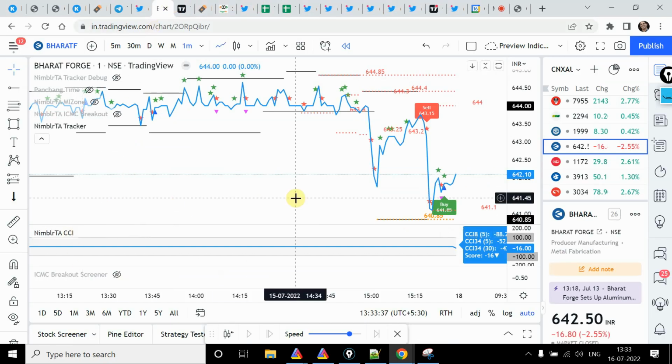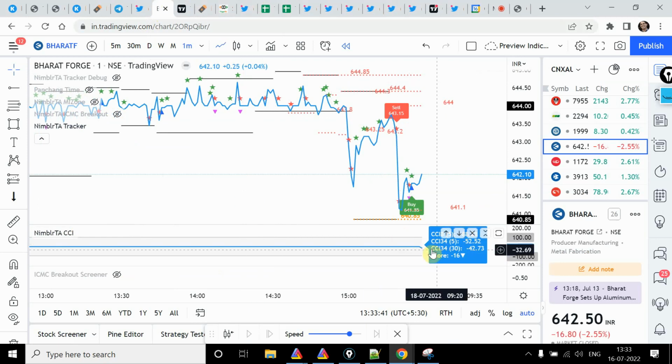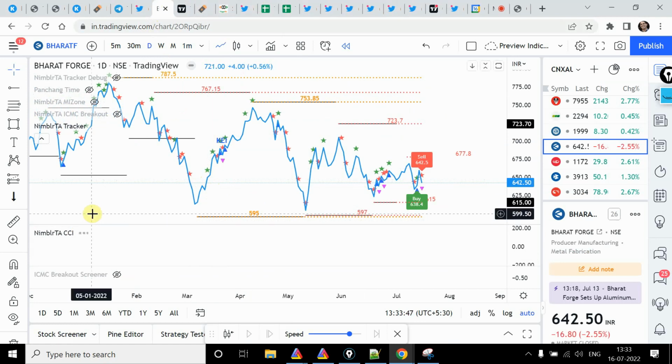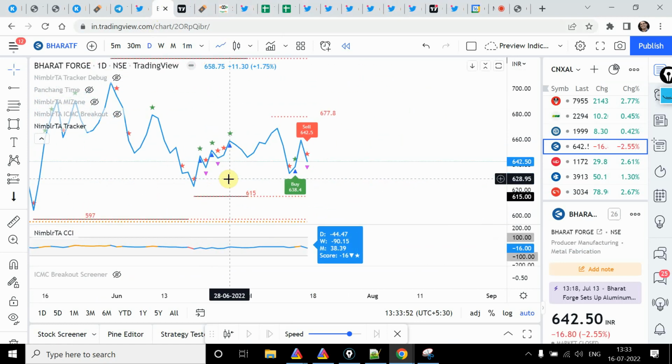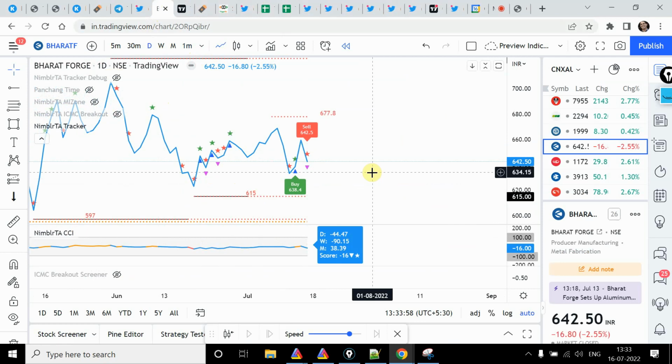CCI would be helpful. That is the reason it has been kept complementary along with it, because this helps you actually trade on a daily, weekly, monthly basis as well. You know where to enter, where to exit, and so on, right? See, one is Tiny IC indicator, one is ICMC breakout indicator, and one is ICMC breakout screener.